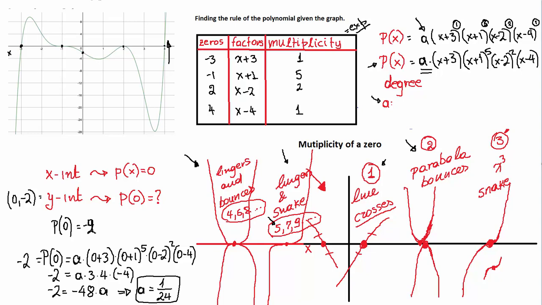So I can go back and replace in my polynomial formula the a with 1/24, and this is my final answer. The polynomial p of x is equal to 1/24 times x plus 3 times x plus 1 to the 5th times x minus 2 to the 2nd times x minus 4.